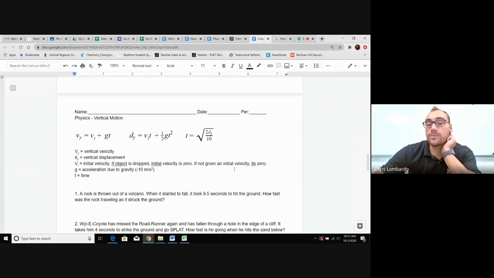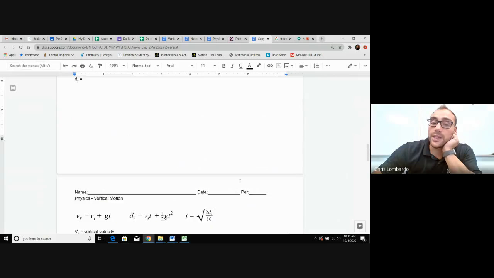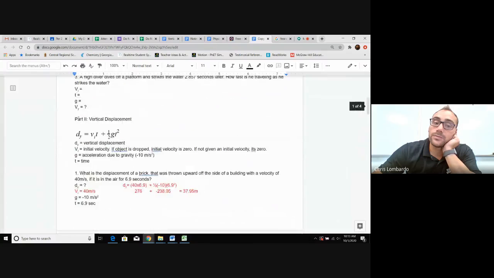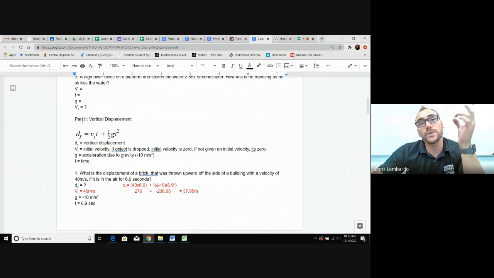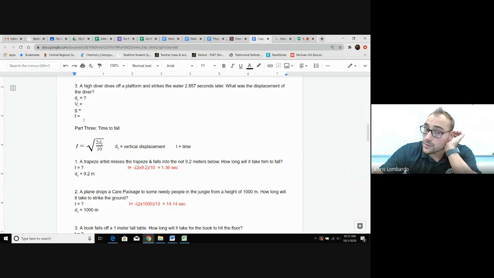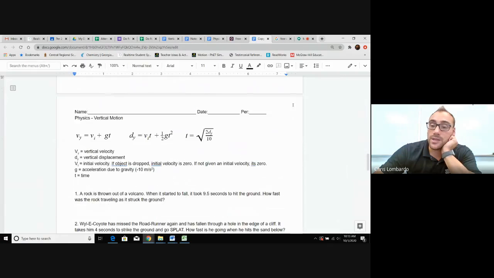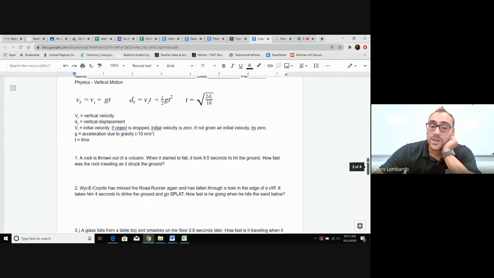Then you guys are going to get into the other practice set problems. For the practice set problems, the variables are not written out for you. They're not telling you this whole section is vertical displacement or vertical velocity or time. You have to figure out the information given and what they're asking you for, and then you can type in your answers to the problems.